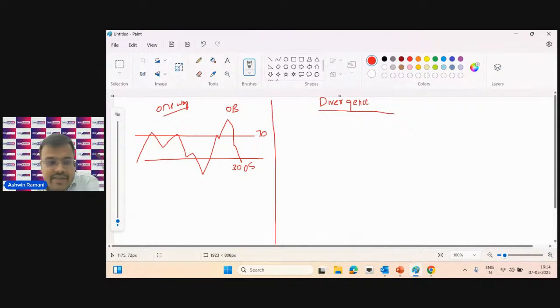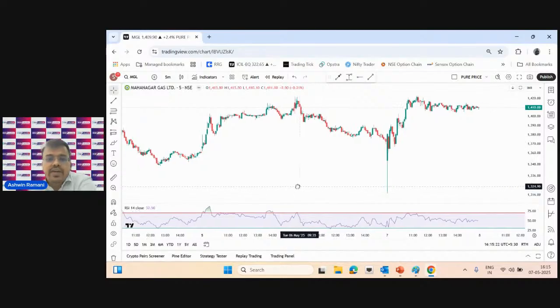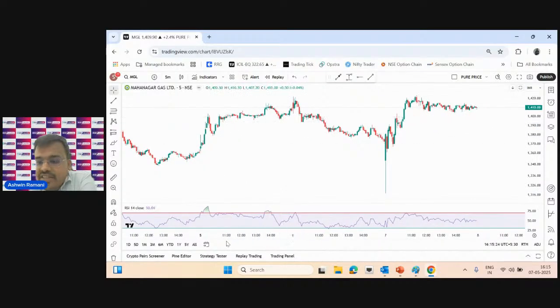Okay, for the ones who don't know about RSI divergence, it's completely fine. But what we will do here is look at the price chart and look at the RSI movement here, guys. Can you all tell me how is the movement of RSI with respect to price? If you can give me an answer in the chat box.